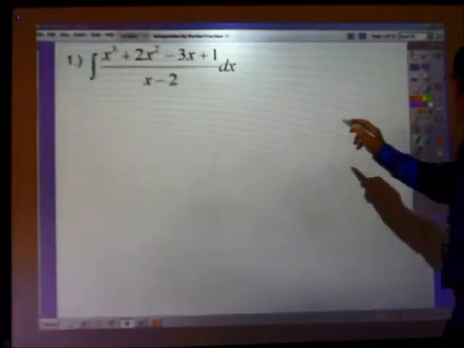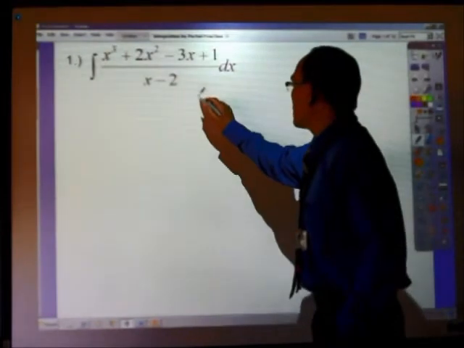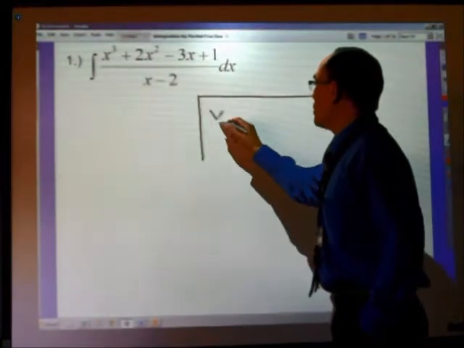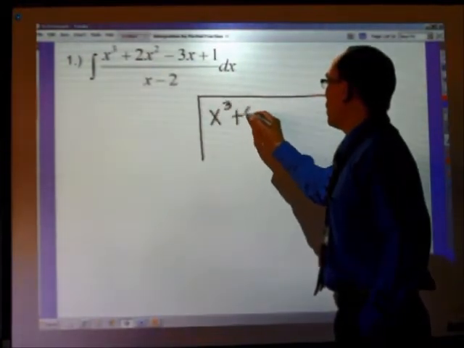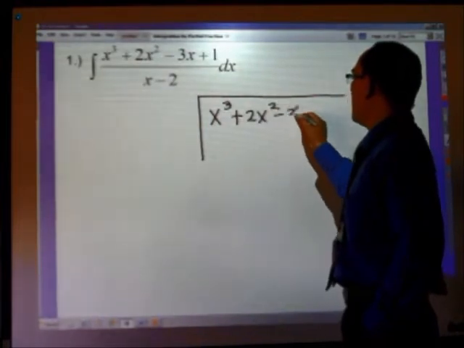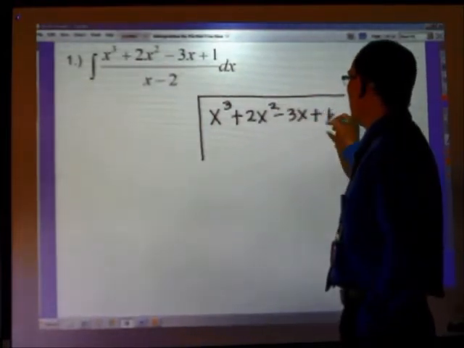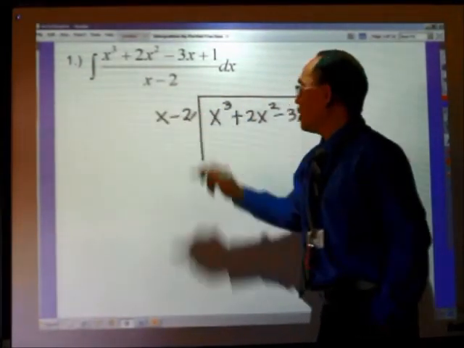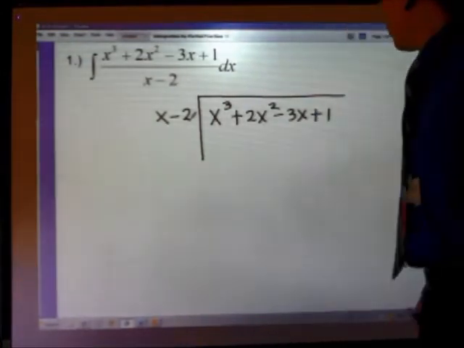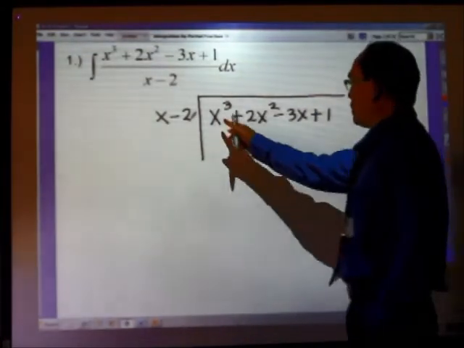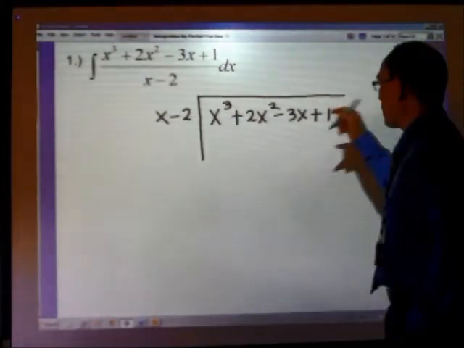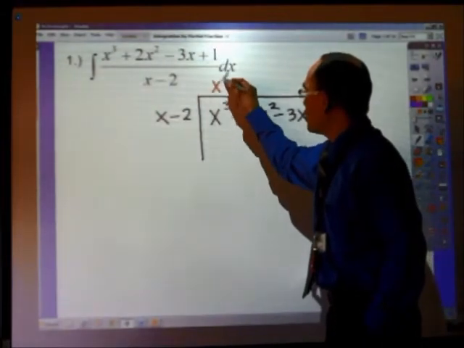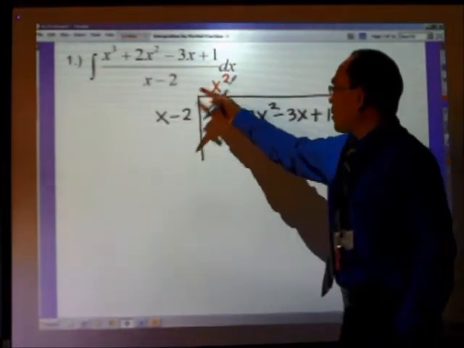First, we will set it up. The numerator, which is x to the power of 3 plus 2x squared minus 3x plus 1, will be on the inside, and this denominator will be on the outside, like that. What shall we do first? The first term here, x cubed divided by x, that is x squared. We write our answer here, and then multiply that.